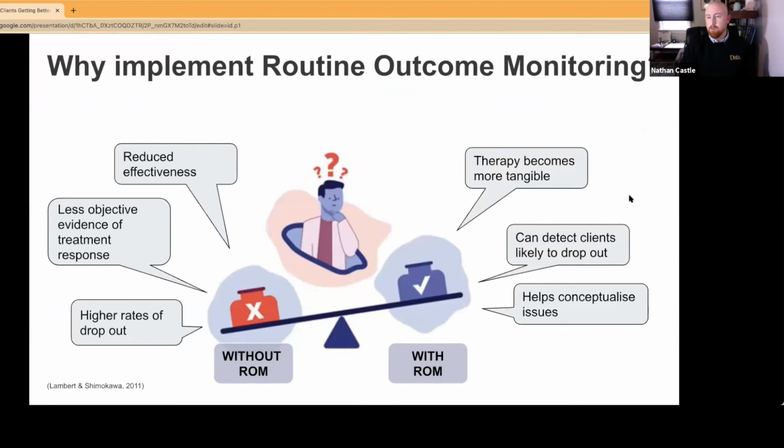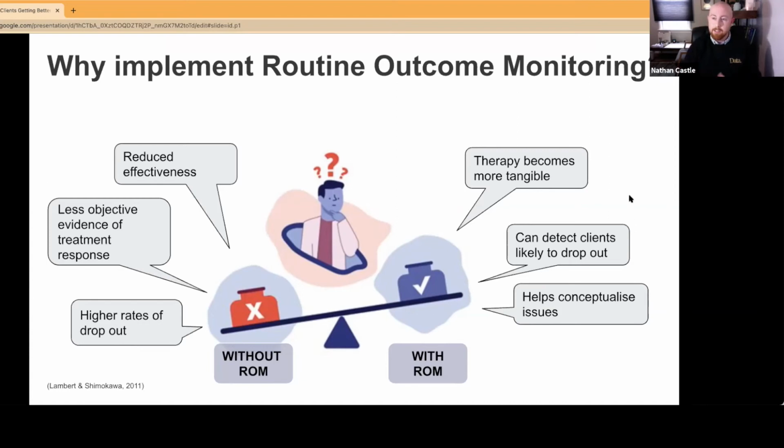So why do it? There's a few benefits that we can see from the literature and clinical observation as well, is that without routine outcome monitoring, you get higher rates of dropout. There's less objective evidence for the client around the treatment response, and also reduced therapy effectiveness overall. Once you are implementing routine outcome monitoring, you've got it routinely, you've got a frequency that works for you, you've got a measure that you believe in because it's measuring what you do, and you use feedback with clients, you start to see that therapy becomes more tangible for the clients.